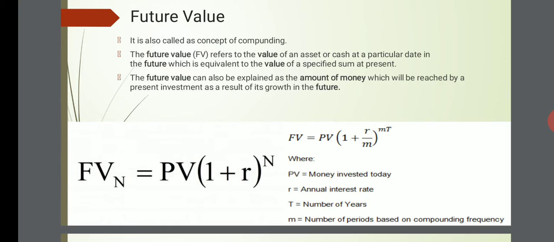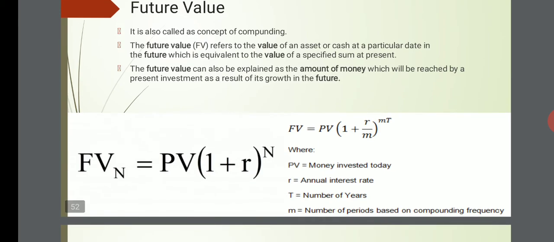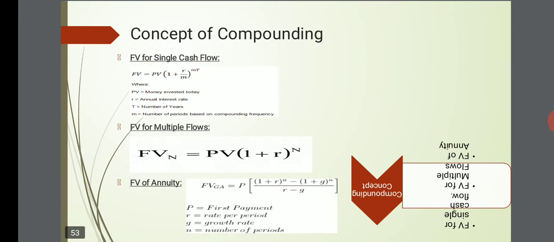If you look into this concept, future value is equal to present value into (1 + R/M)^(M*T). M is the number of periods based on compounding frequency, so M is the frequency of compounding. Concept of compounding is similar to what we had in discounting.